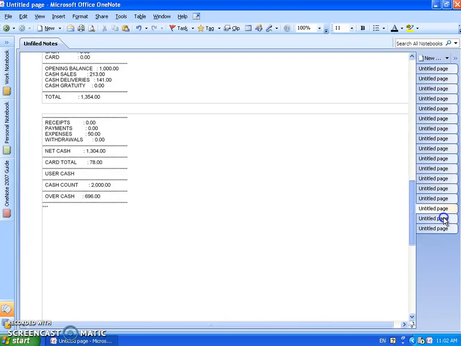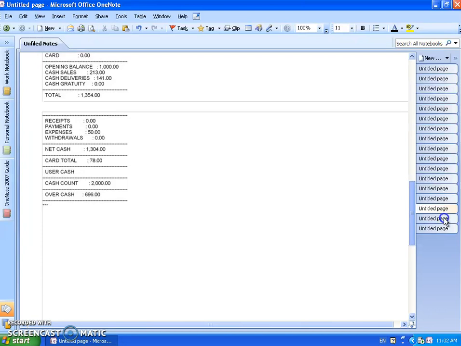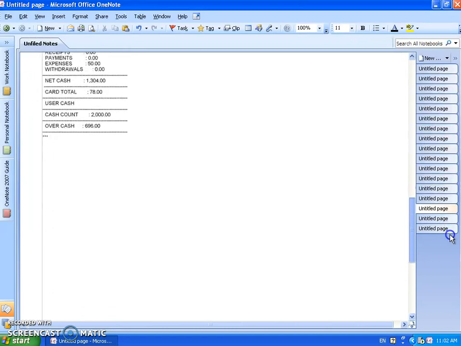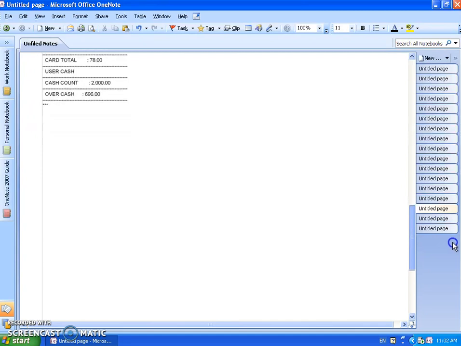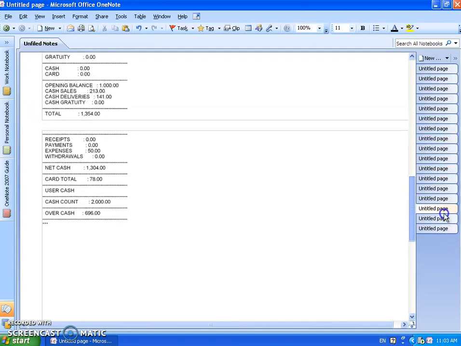total amount was 1354 and the expenses was 50. Actual amount should be 1304. Where the cashier counted the amount as 2000, the 696 difference is our excess cash. That usually will not happen if the transactions are correct.